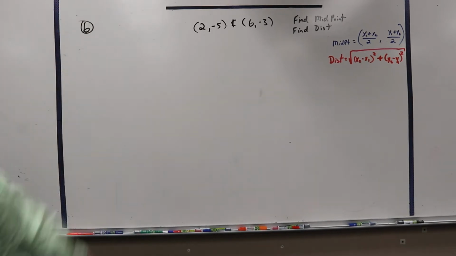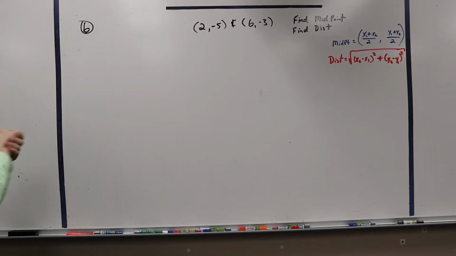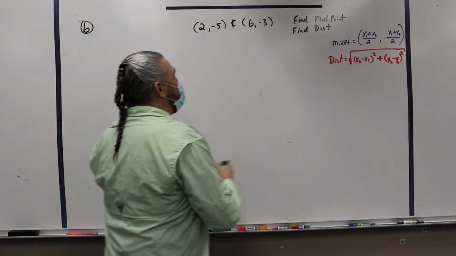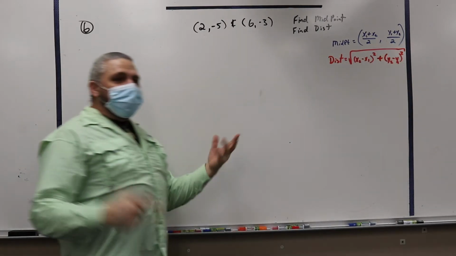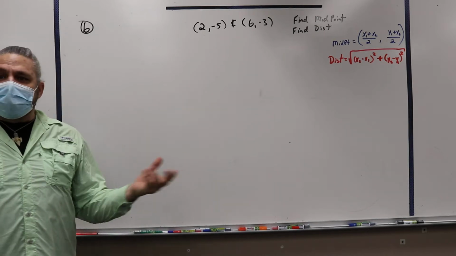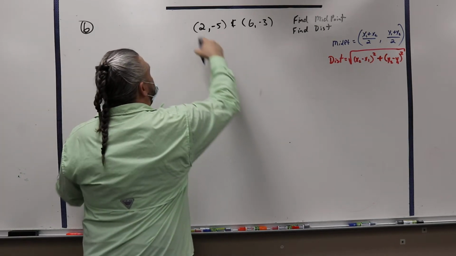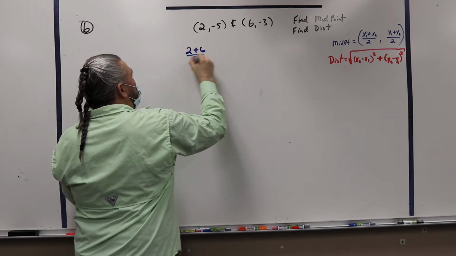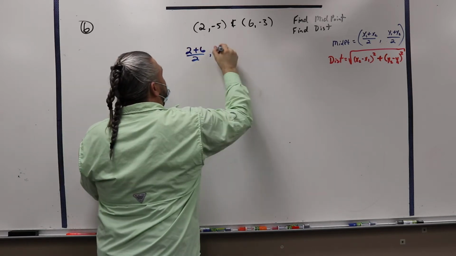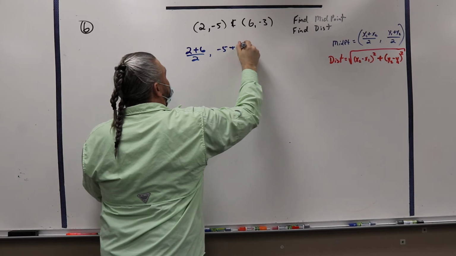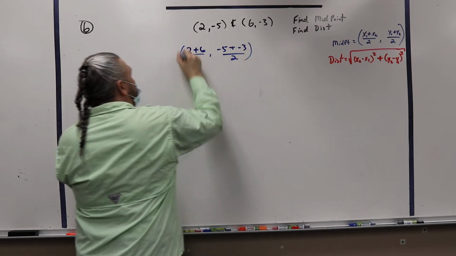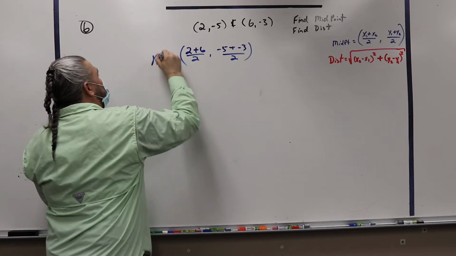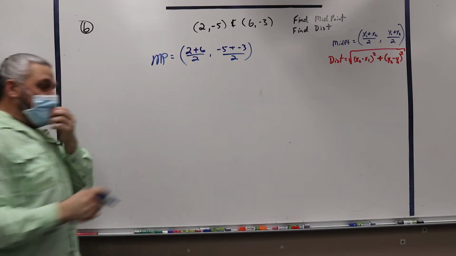Let's go. All right, so finding the midpoint. The first thing I'm going to do is just take the averages of the x's and the averages of the y's. So I take 2 plus 6 divided by 2, and I'll take negative 5 plus negative 3 divided by 2. Okay? And I just call it MP, for midpoint.